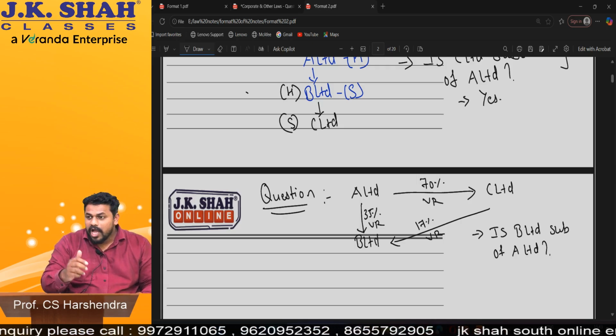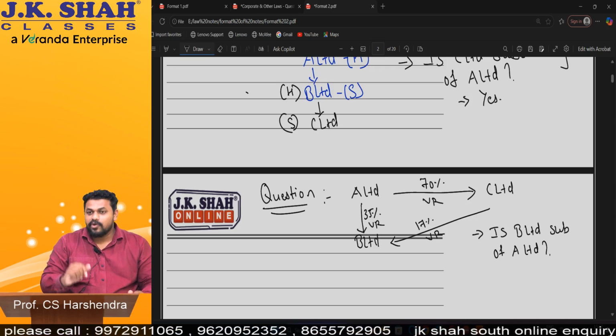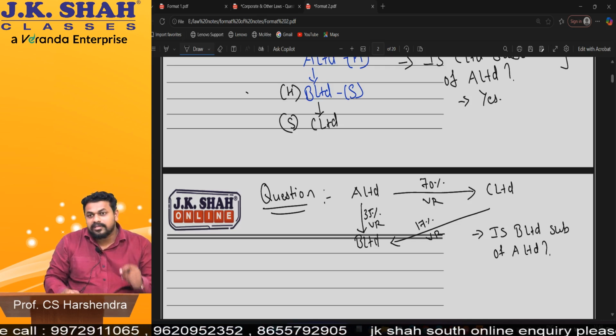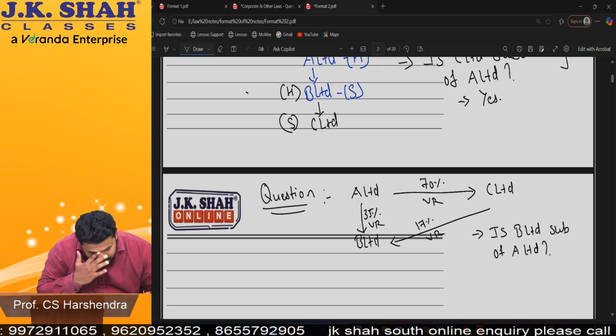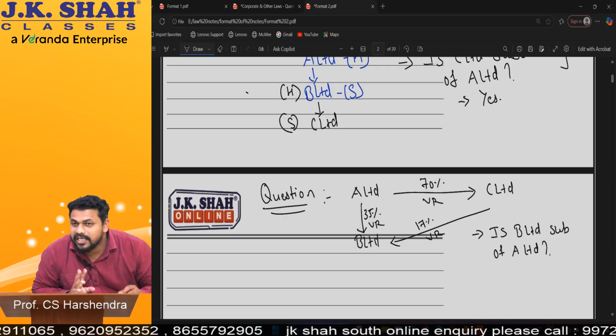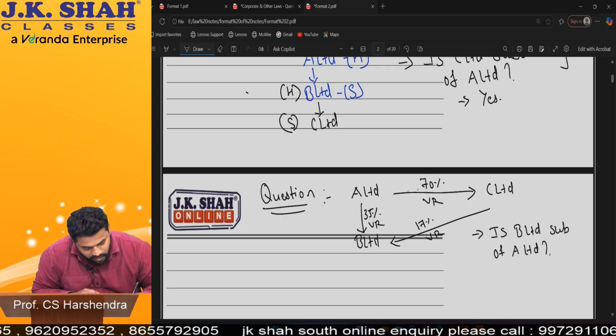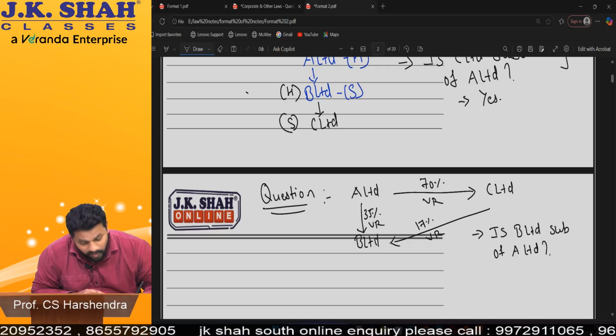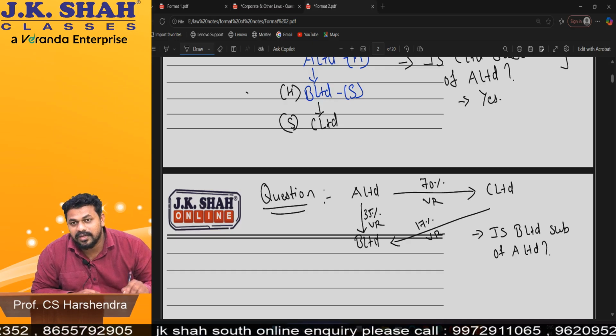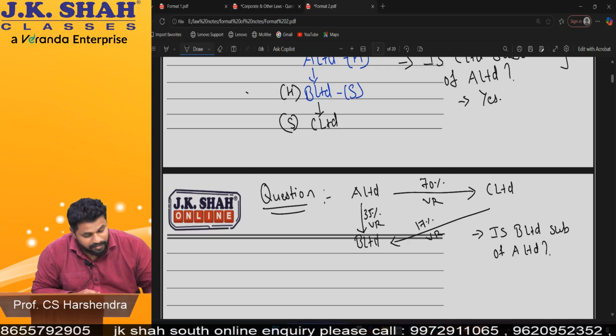Now people who have method C in mind are wrong, because many people give me method C. The reason I'll tell you. When will method C come? Method C comes when A is the holding of C and C is the holding of B. Is C the holding of B? No. But why will method B come?